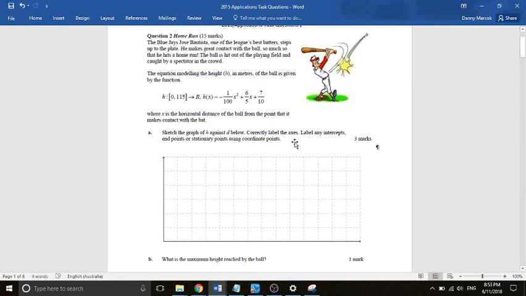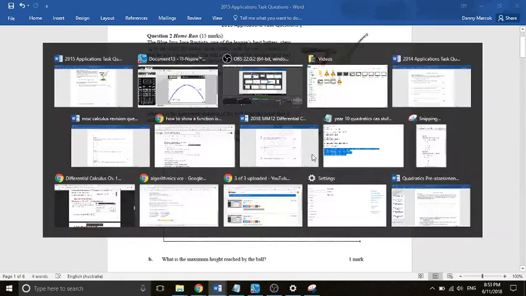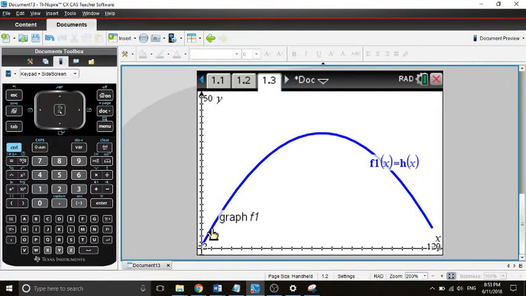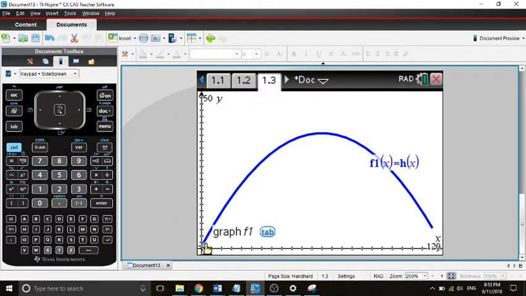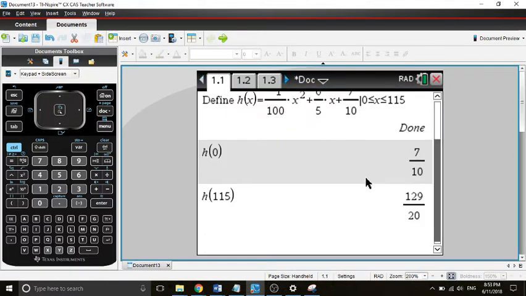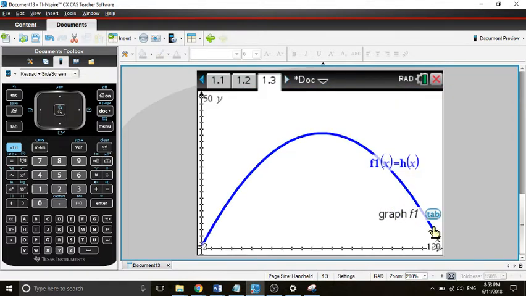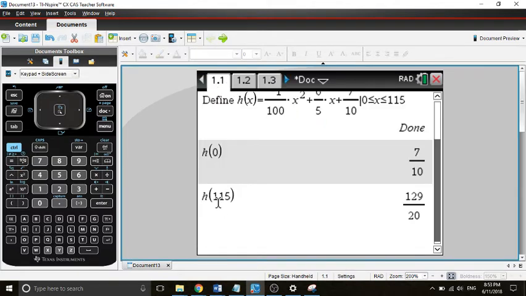Now we want to show labeling intercepts, endpoints or stationary points using coordinate points. So our endpoints, for our h of 0, we've got 7 over 10. So we'll have 0 and 7 over 10 here as coordinates. We will then have 115 and 129 over 20. So we'll have 115, 129 over 20 as a second set of coordinates.